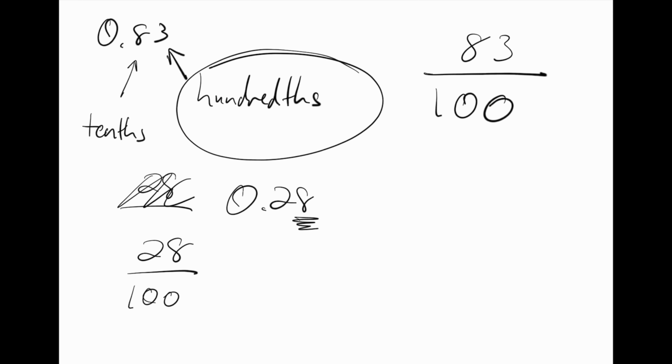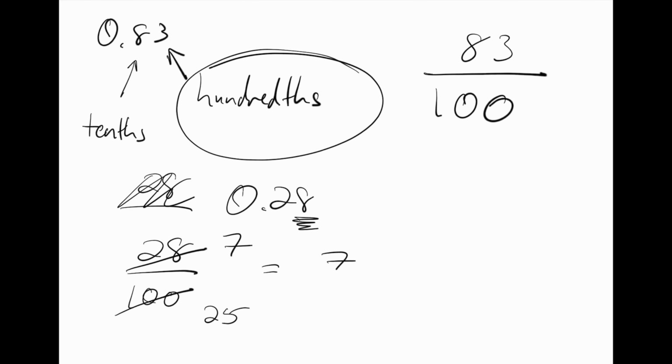And how are we going to do that? Well, let's think. How many times does 4 go into 28? Goes in 7 times. How many times does 4 go into 100? Goes in 25 times. So just like that, we were able to reduce the number 28 over 100 to the fraction 7 over 25. All right, that's our lesson for today.